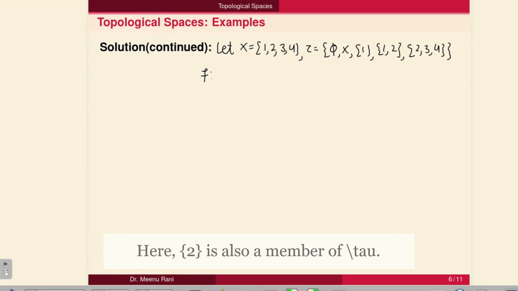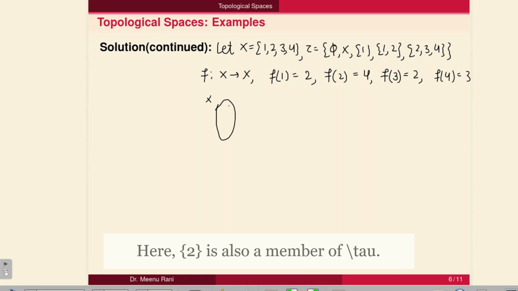Let f be a function from x to x, which is defined as f of 1 is equal to 2, f of 2 is equal to 4, 3 maps to 2, and f of 4 is equal to 3. So we can draw a map here. x is a set which is containing 1, 2, 3, 4. Image set is also x. Here 1 maps to 2, 2 maps to 4, 3 maps to 2, and 4 maps to 3.